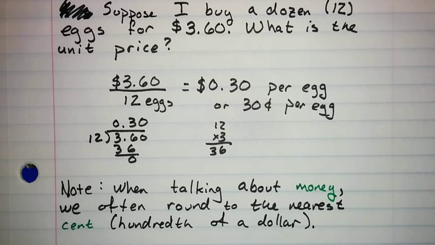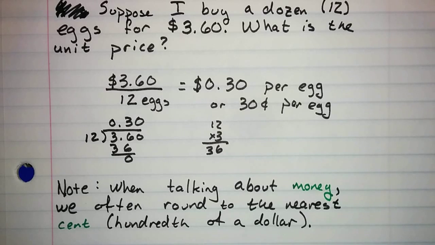Or sometimes 2 unit prices are really, really close and we want to compare them, so we carry an extra decimal place. And then on the other hand, sometimes we're talking about a lot of money, and it makes more sense to round to the nearest dollar or even to the nearest $1,000 or something like that. But if you have no reason to do otherwise, you should always round money to the nearest cent.